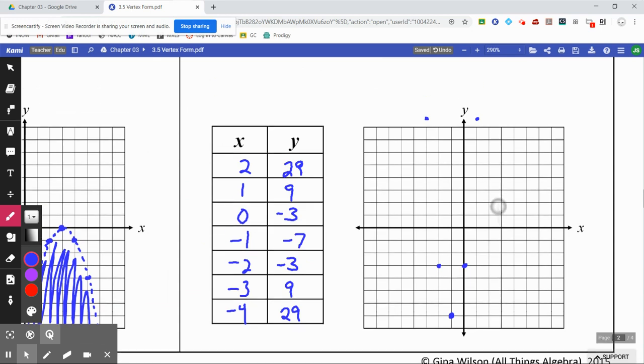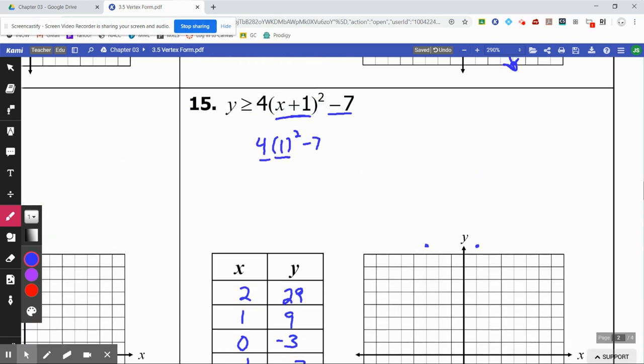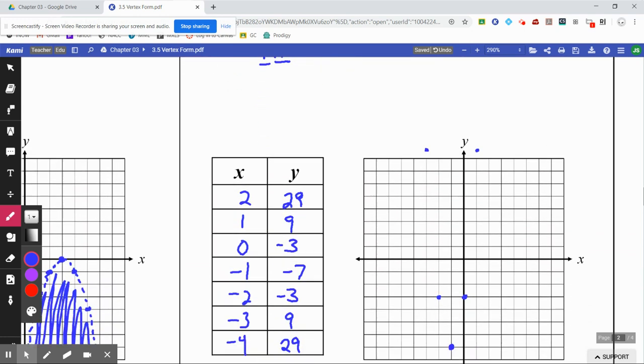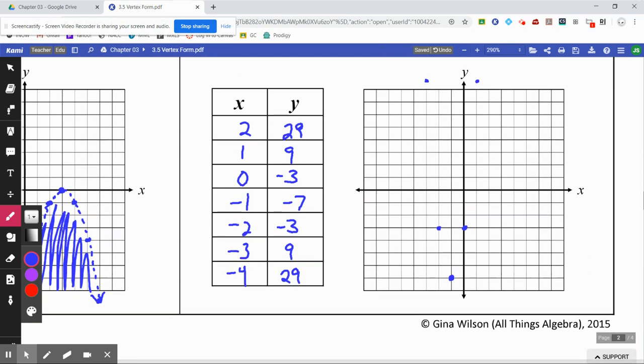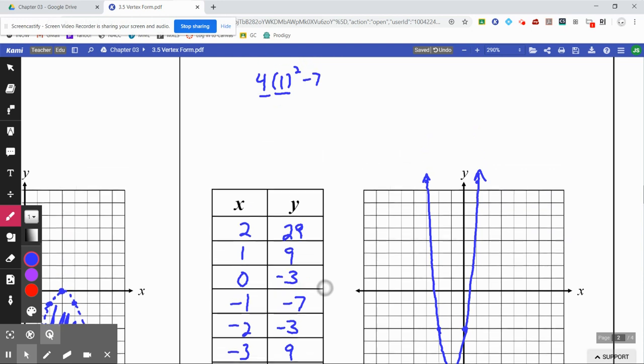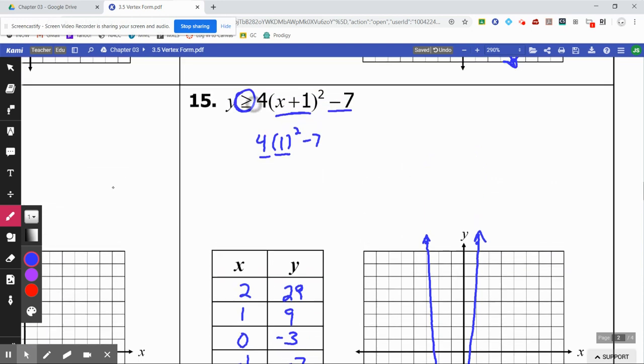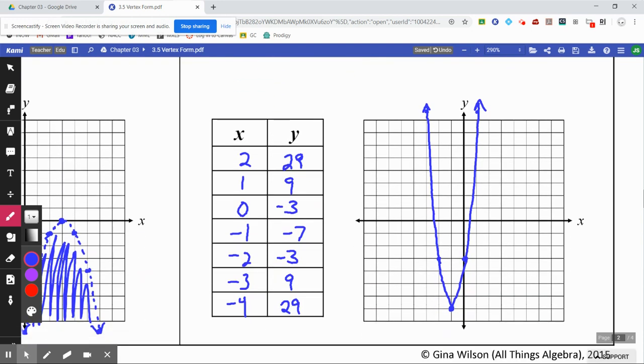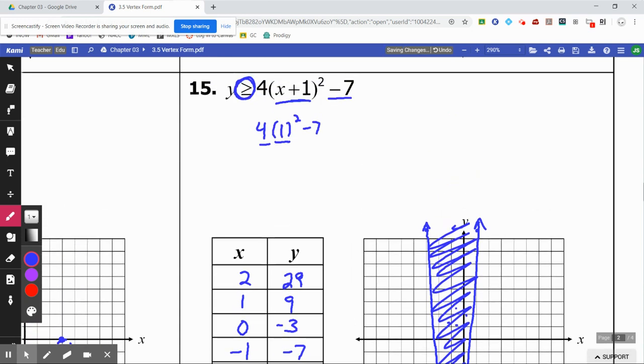They won't hardly fit on our graph. We have "or equal to," so we are going to do a solid parabola. And it'll look something like that. Since we are doing greater than or equal to, greater says to shade above every point, so we're going to shade to the inside. So my parabola will look something like that. So every point on the inside of this parabola is a solution to this inequality.